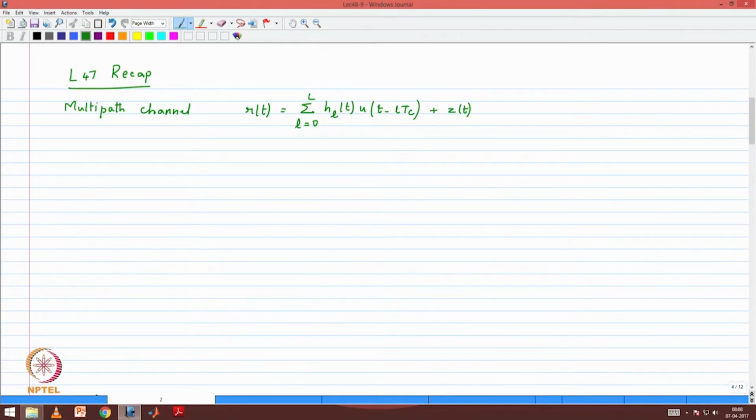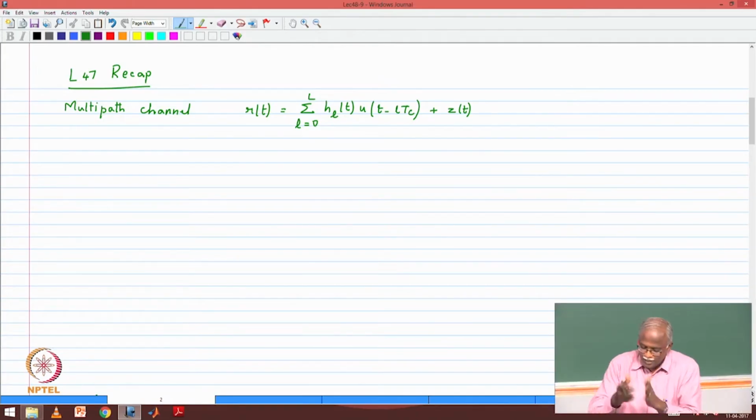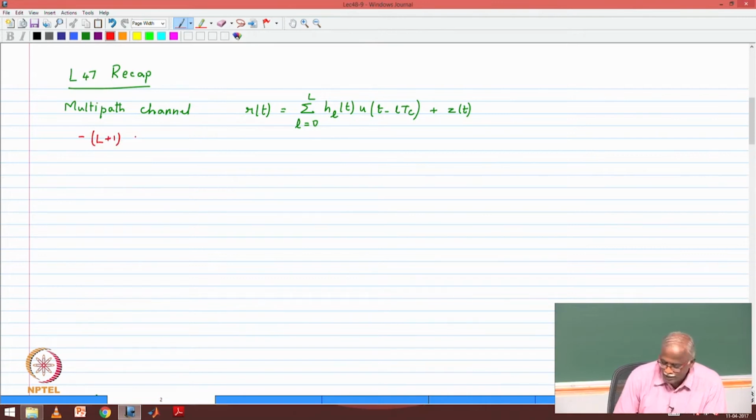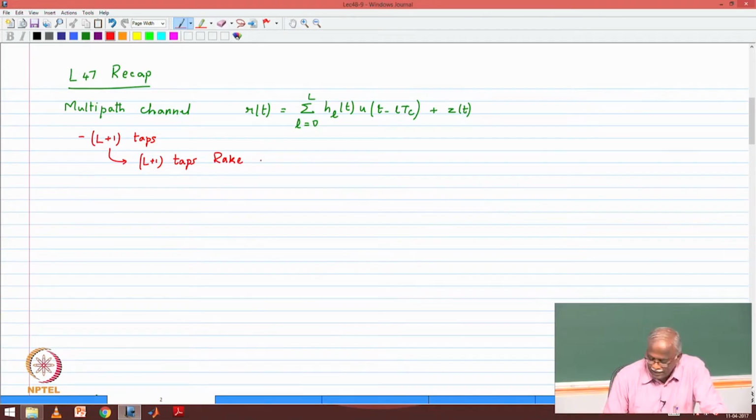The multipath components themselves did not occur at chip spacing. They occurred at arbitrary spacing, but we have been able to obtain an equivalent channel which behaves very similarly to the true channel. The characteristics of our channel are that we have included L plus 1 taps in the channel. This also led us to have L plus 1 taps in the rake receiver. The rake receiver usually corresponds to the number of dominant taps, and since we are working with a chip-spaced model, it is for each of those spaces.